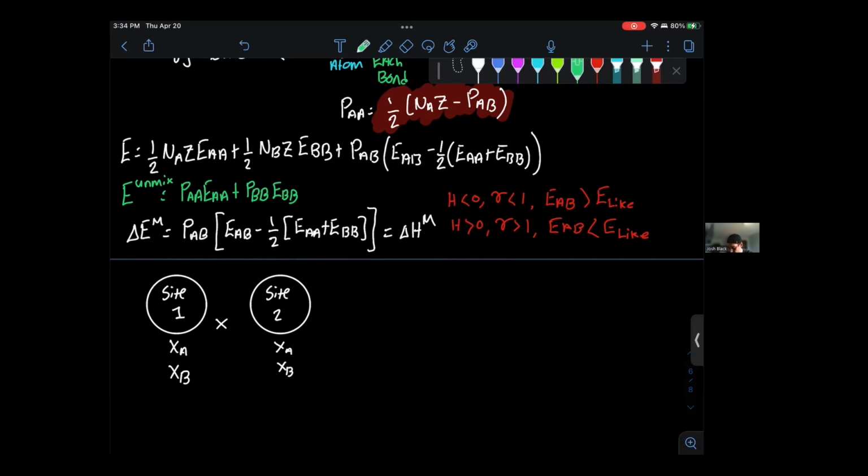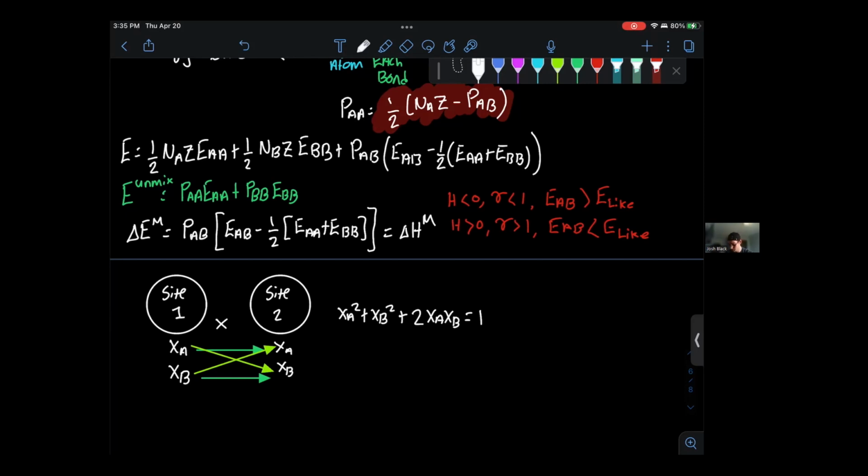Now, let's try to find the probability of what these two sites are going to be. Well, both of them can be XA, both of them can be XB, one can have A and one can have B, or one can have B and one can have A. Altogether, this is going to give us XA squared plus XB squared plus 2 XA XB. And we know this equation has to be equal to 1 because the probability of both lattice sites being occupied must be equal to 1, or else there's a major issue.